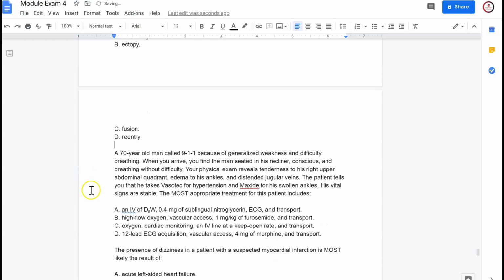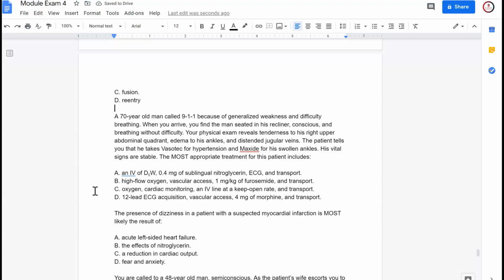A 70-year-old man calls 911 because of generalized weakness and difficulty breathing. When you arrive, you find him seated in the recliner, conscious and breathing without difficulty. Your exam reveals tenderness to the right upper quadrant, edema to his ankles, and distended jugular veins. He tells you he takes Vasotec for hypertension and Maxide for his swollen ankles. His vital signs are stable. Most appropriate treatment, right? Are you going to give an IV of D5W?